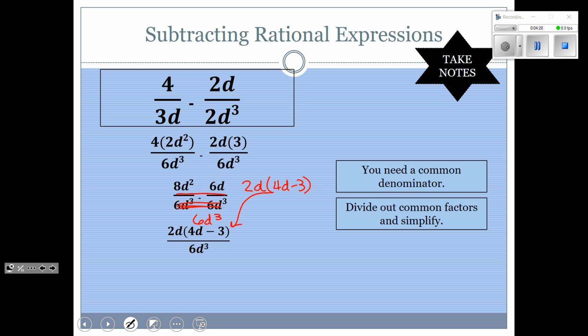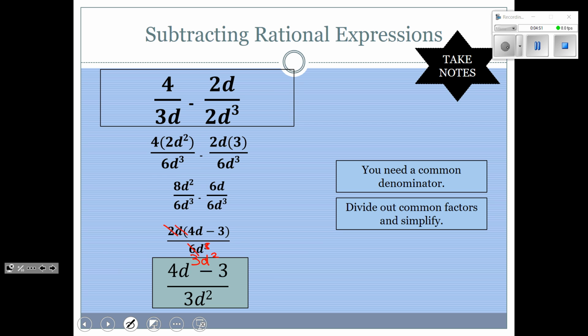Now remember, when simplifying, this is a binomial. I cannot simplify anything unless I have an identical binomial to it. I do not have one, so there's nothing I can simplify there. So outside of that polynomial, I can cross out the 2 and the 6, and the 6 becomes a 3. This d cancels out one of these d's, so that leaves us with d squared on the bottom. So our final answer was 4d minus 3 divided by 3d squared.